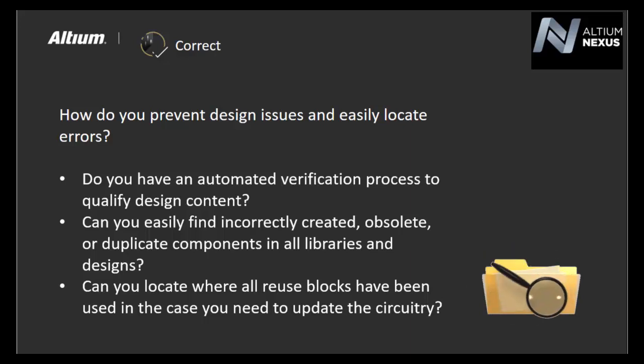Altium NS has an automated verification process which includes ERC, DRC, library and design compare to ensure the integrity of the data before any documentation or manufacturing content is created. All of the data is relational, providing reuse visibility to easily locate any part or reuse content.